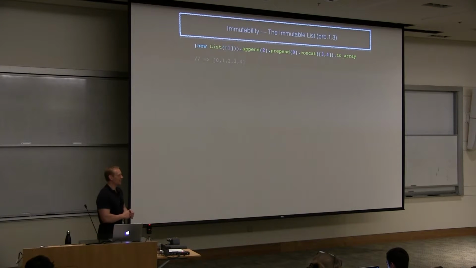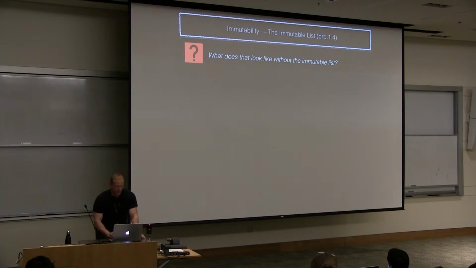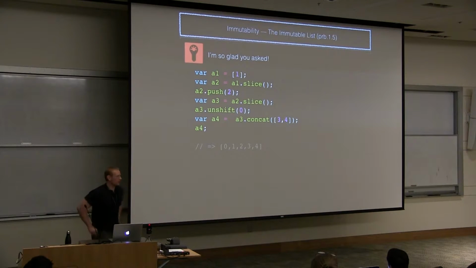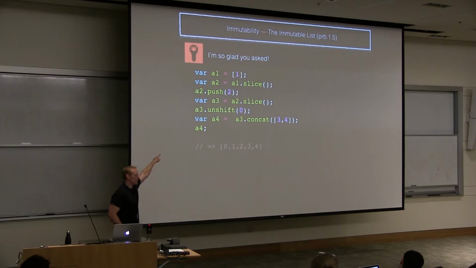So why can't we do this in JavaScript again? You can do this in JavaScript, but let me show you what it looks like. Look at the number of operations I'm doing here. So I've got a list, 3, 4. What does that look like without the immutable list? That's what it looks like. That sucks, frankly. Look at all the things you've got to do.